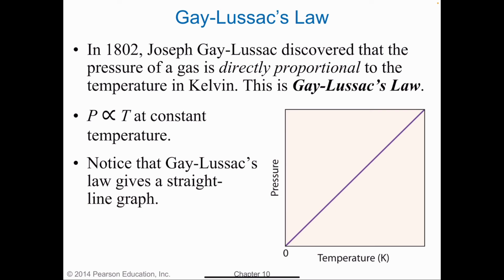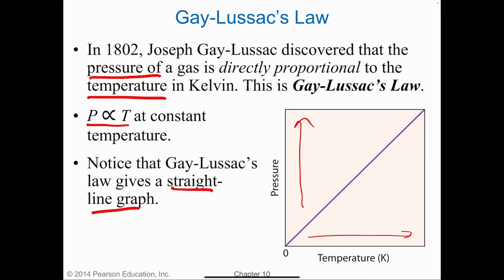Okay, next one, Gay-Lussac's law. So this one is about the pressure of the gas and the temperature. So pressure and temperature are also proportional. So here's a proportionality symbol. So basically, same kind of graph. As the temperature goes up, the pressure goes up. So it's also another straight line graph because they're directly proportional.